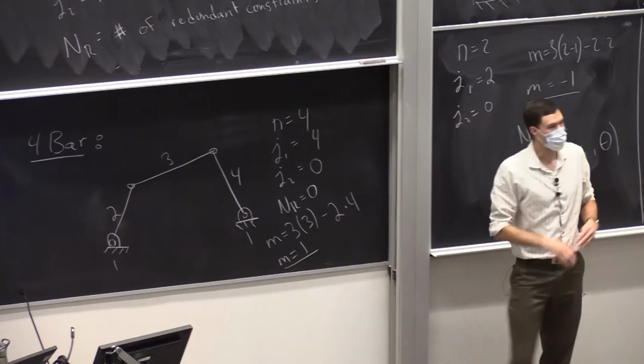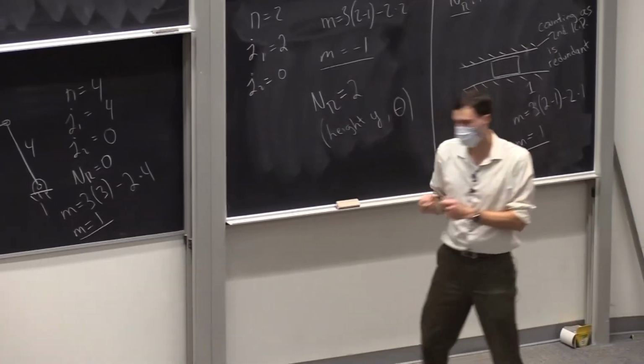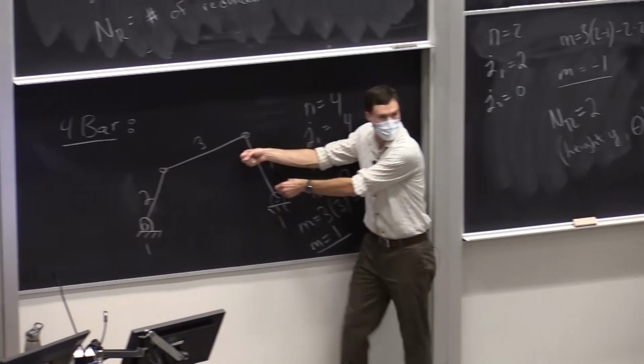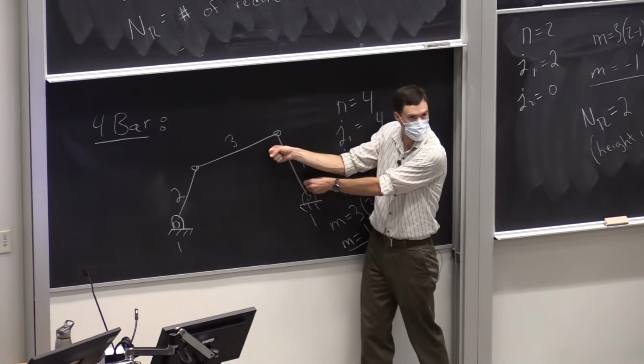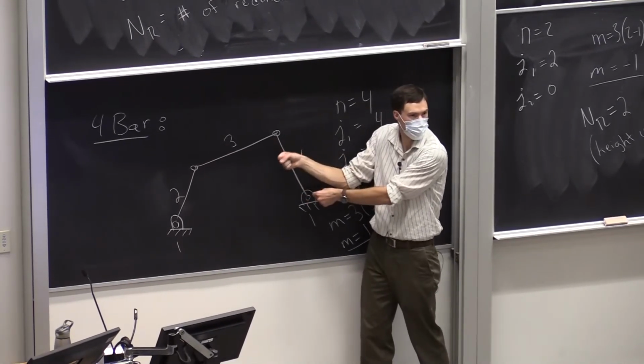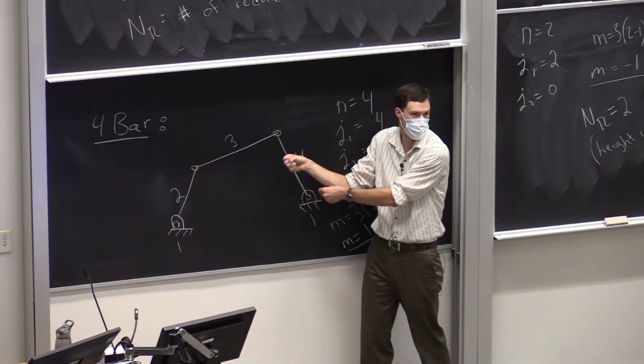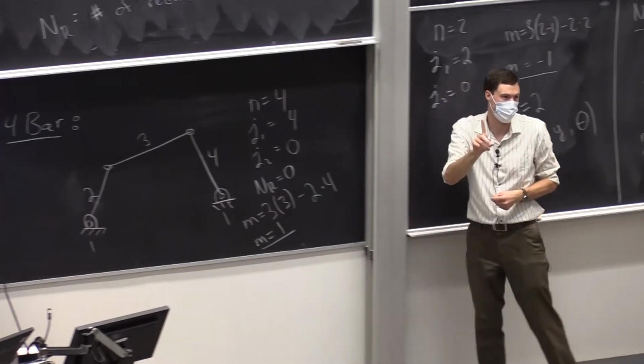Okay, so our 4-bar mechanism has a single input. If I want to constrain this mechanism, I can hold link 4 angle, and the whole mechanism will be fixed where it is. That's what that mobility of 1 means.